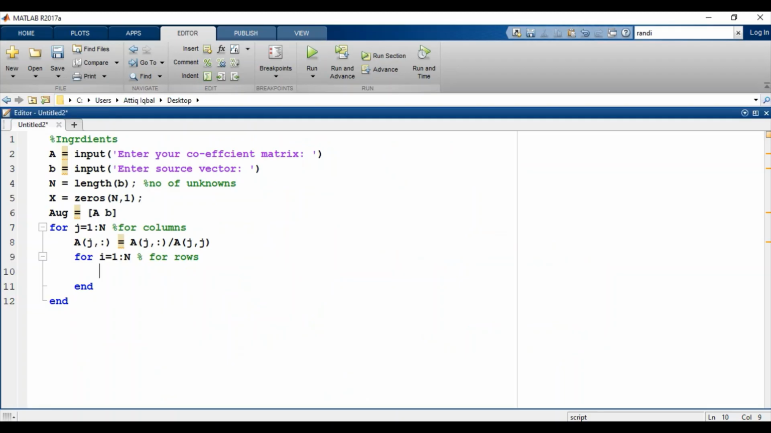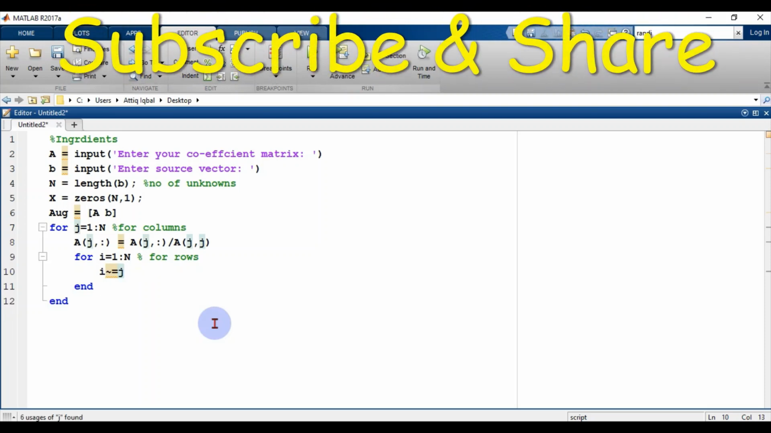So in coding, I will proceed further if i is not equal to j. I will apply the row operations to make the entry 0 only if i is not equal to j. Clearly, for j equal to 1, I will get inside this if only when i is not equal to j. So the condition of the if will allow me to enter this body whenever i is not equal to j.